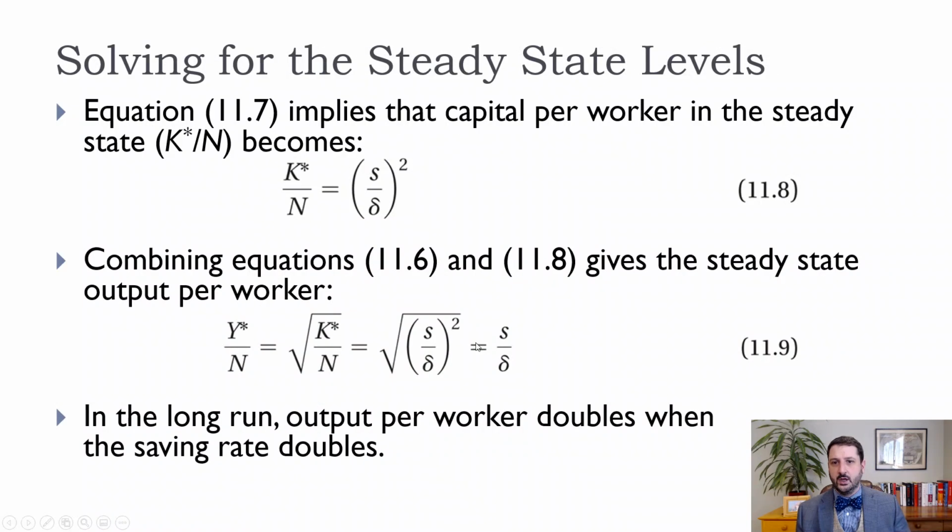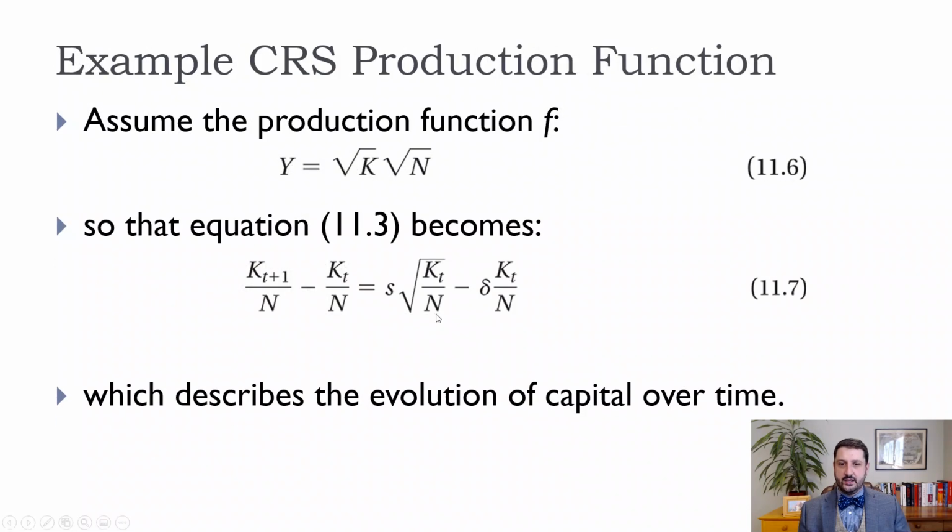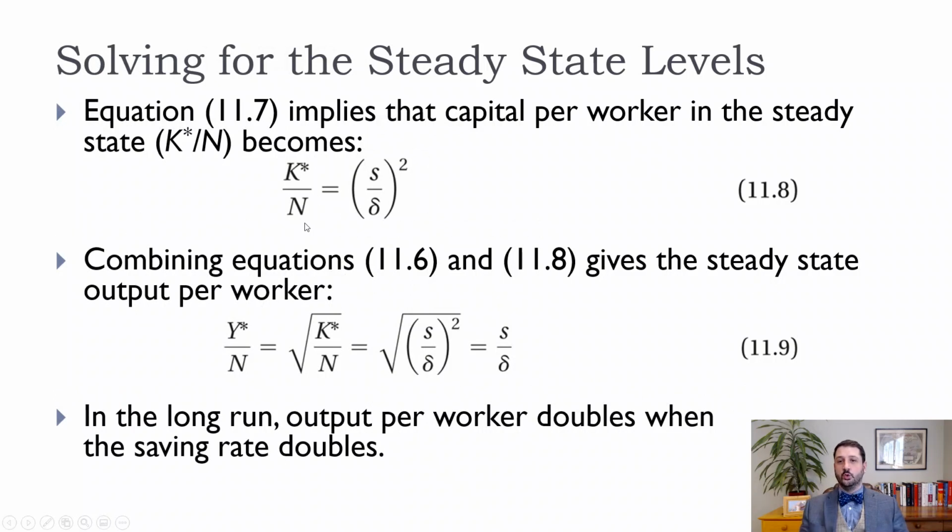So this describes the evolution of capital over time, and the steady state will be when this left-hand side is equal to 0. So if we set that left-hand side equal to 0, then we move our delta over to the left-hand side, and we square both sides in order to get rid of the square root. That gives us the steady state level of capital per worker, which is equal to (s over delta) squared. So you can see it's increasing in s, it's decreasing in delta as we would expect, and it's squared just because of the assumption we made about the production function.